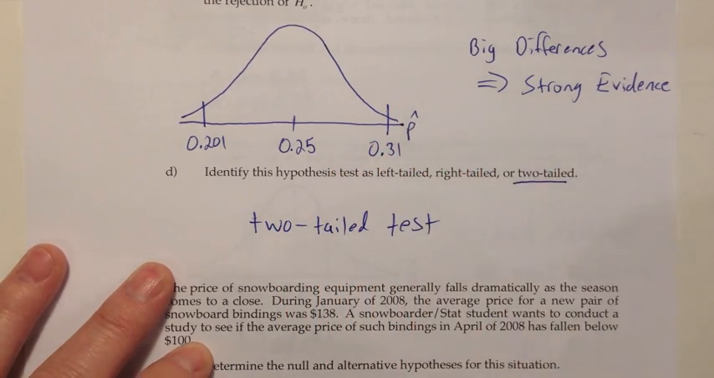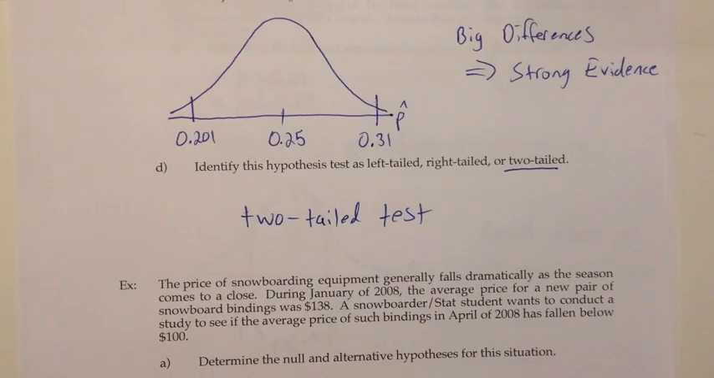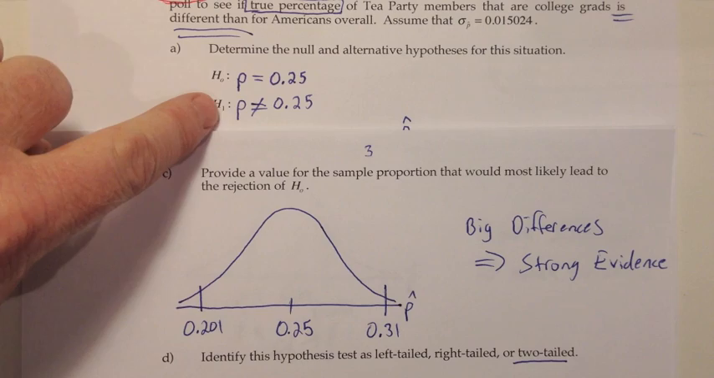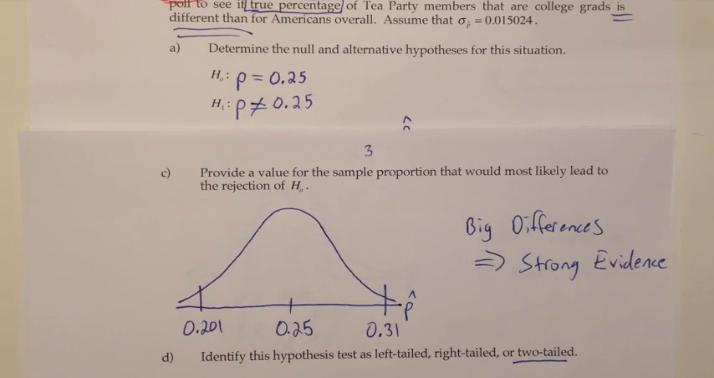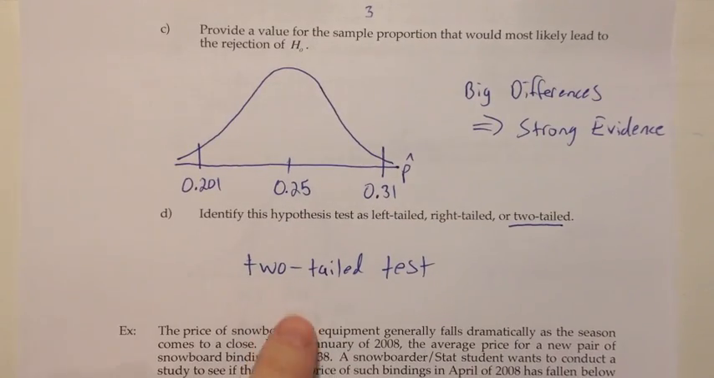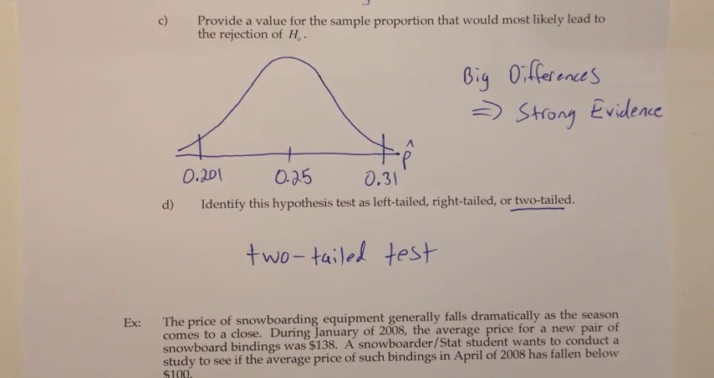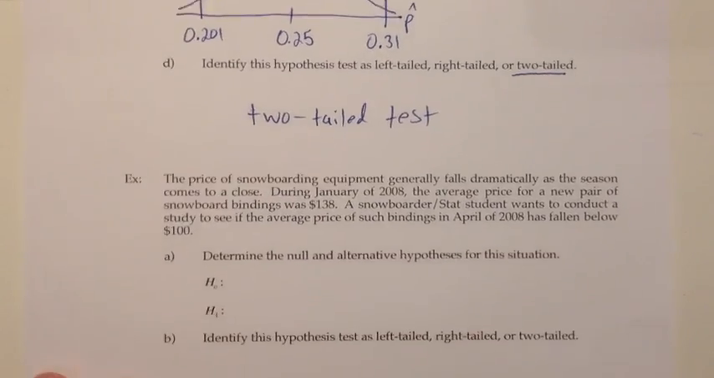And we said after our first example that when you're trying to decide is it left-tailed, right-tailed, or two-tailed, you look at the alternative, and H1 has the does not equal in it, so whenever you see that happen, you're going to end up with the two-tailed test like we did here. Alright, let's go ahead and move on to another example.